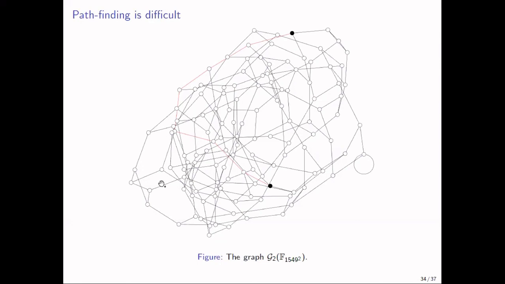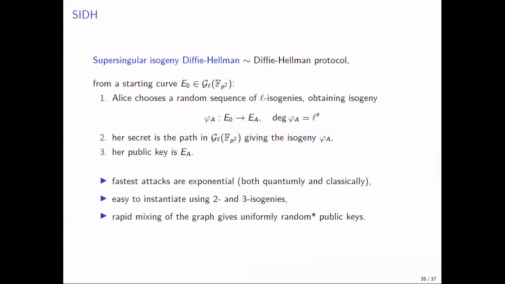Okay, and now imagine doing this on a graph that has just 10 to 150 vertices. This is a graph you can't even write down. Okay. Right. So pathfinding on these graphs seems to be difficult, and so this is where we reach crypto again, and this is what the supersingular isogeny Diffie-Hellman does. I'm not going to tell you exactly what the protocol does, but it is a Diffie-Hellman-like protocol.